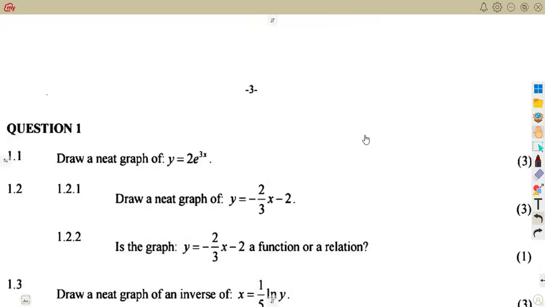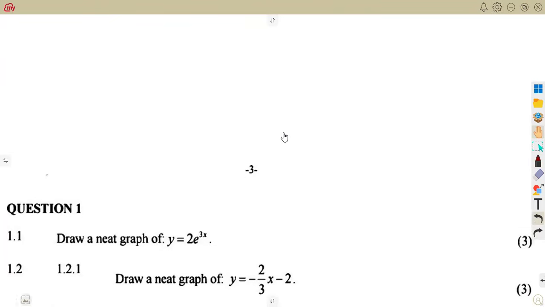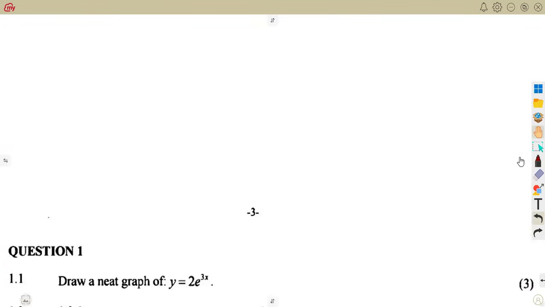So given 1.1, it was to draw a neat graph of y is equal to 2e to the exponent of 3x. All right, so knowing your exponential functions was important, as we are given y is equal to 2e to the exponent of 3x. That's a positive there that we have. So take note, it affects if you're given y is equal to a to the exponent of x.